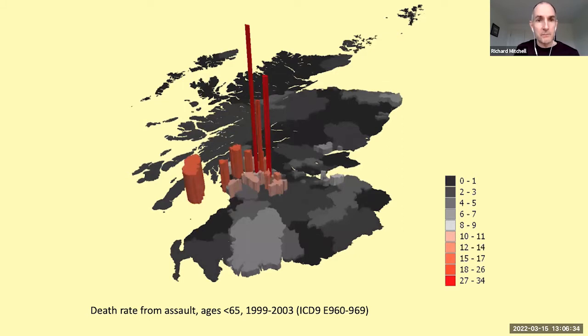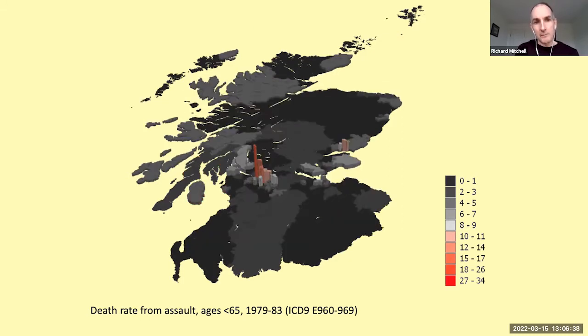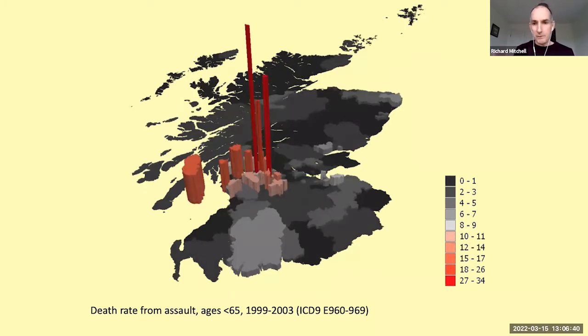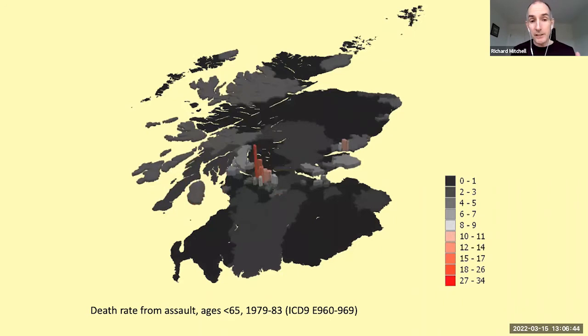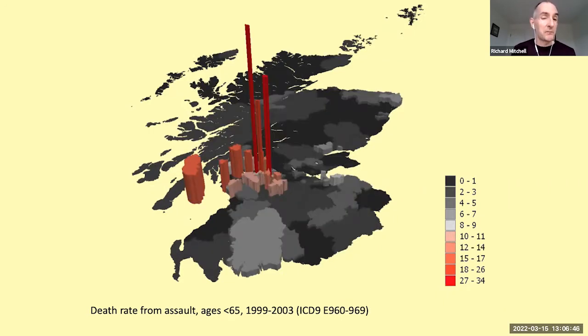So you can see those chimneys rocketing out of kind of west central Scotland. Let's just do that again. So we can see that over time we have had some changes in the geography of assault. But actually, when you look at these maps, what you see is that most places in Scotland really didn't change very much over that time period. And that's going to be a bit of a theme running through some of the things I want to say today.